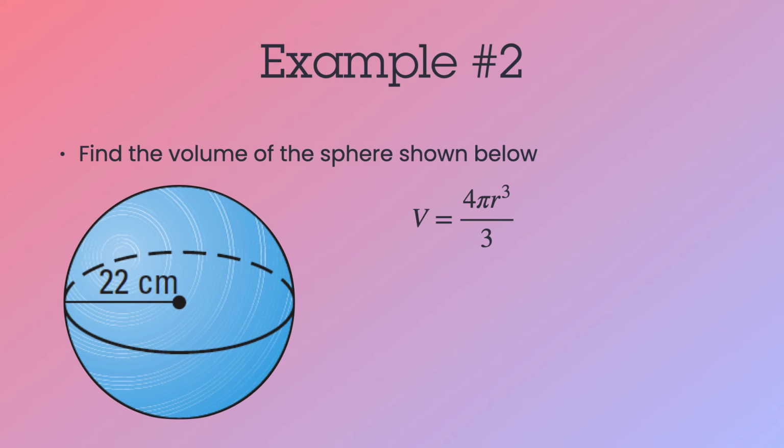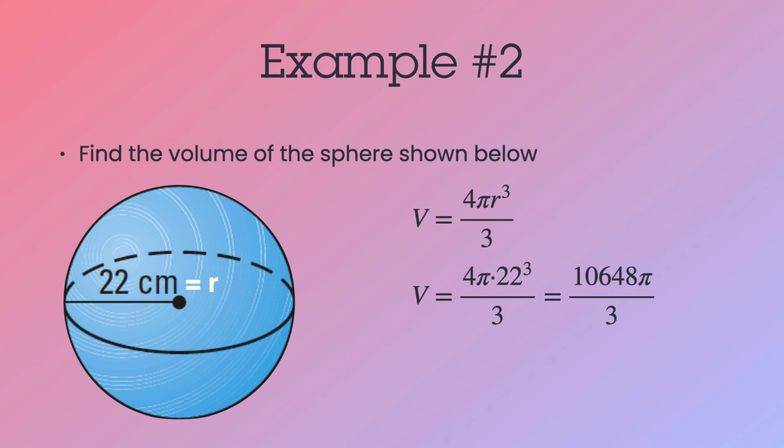So again, here's our formula. Volume equals 4 times pi times r cubed, all divided by 3. And our radius is 22, so we'll substitute that in. When we start to simplify this, 22 cubed times 4 gives us 10,648. Now that's not divisible by 3, so if we divided it, we would get a repeating decimal anyway. So if you need an exact answer, this is where you are, 10,648 pi divided by 3.